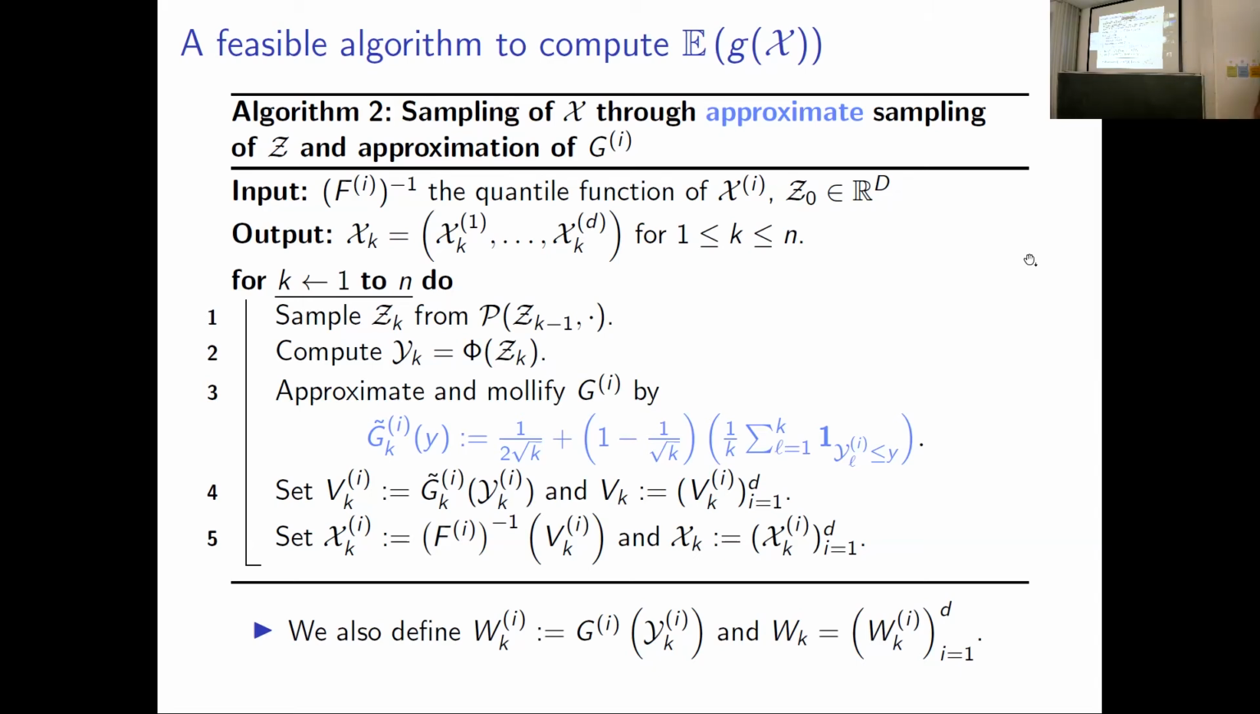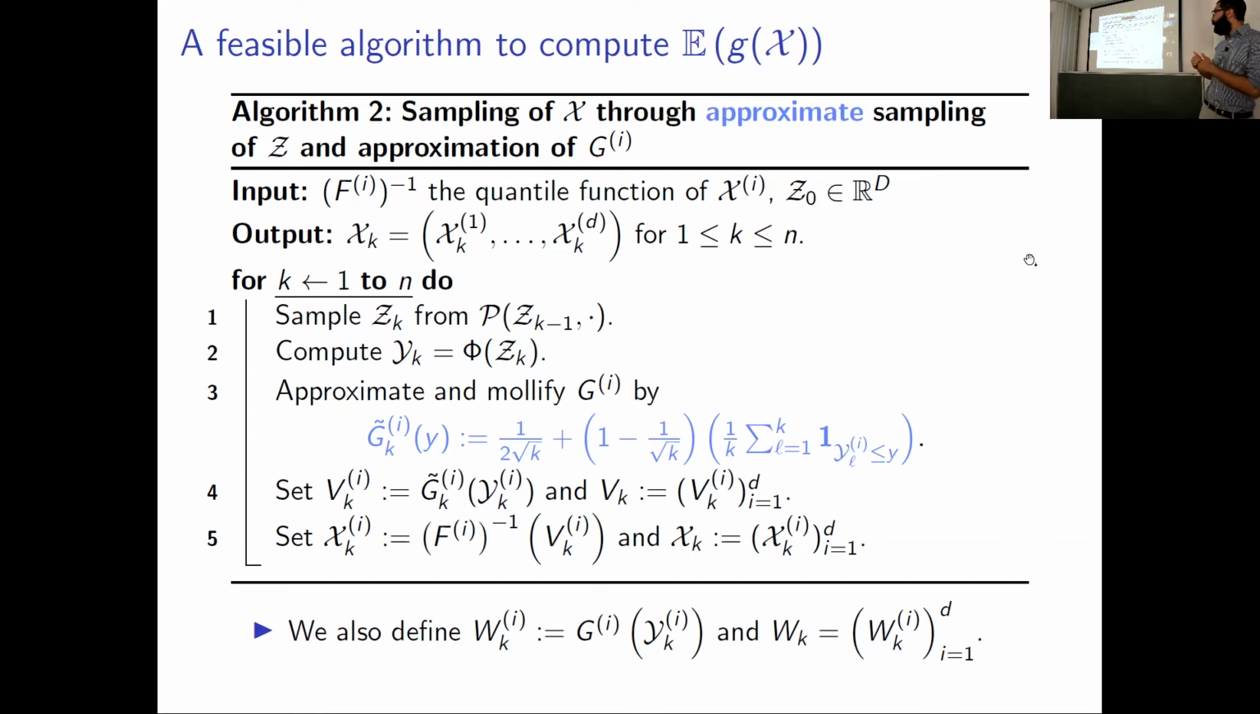So the first two steps of this loop, sampling Z_k from P given Z_{k-1} and then computing Y_k, that's the Markov chain. P is my Markov kernel that will move the Z's. So why don't you use all the N samples? Why do you do step 3 sequentially? Why wouldn't you just, once, using all N samples, estimate the empirical c.d.f.?